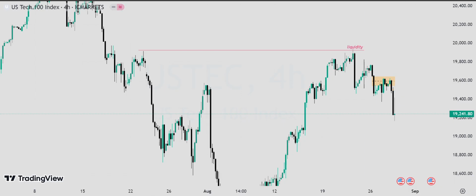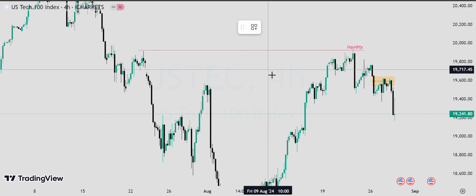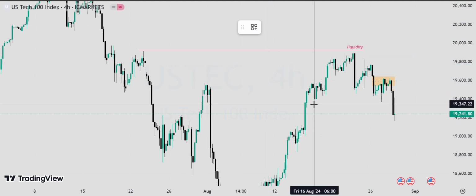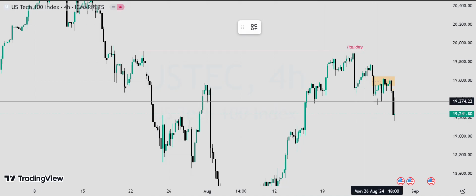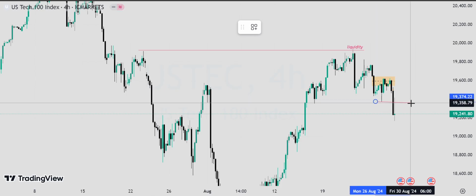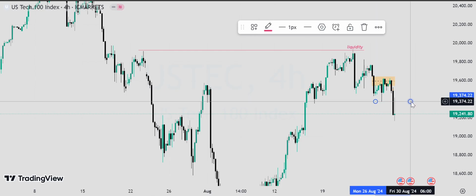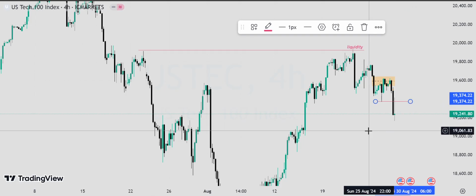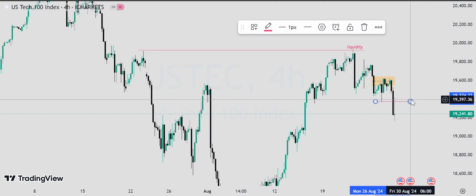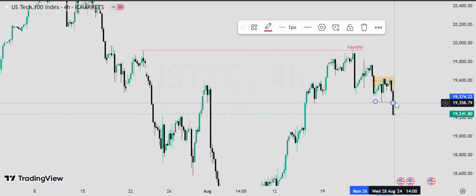Let's check the liquidity below. That's the upper liquidity, which is the buy side liquidity, and there's also this sell side liquidity. Liquidities are used for targets. Sometimes you wait for them to be taken, and you can also use them as a target for your trades, where you place your take profit.